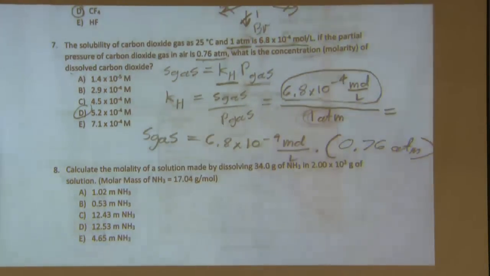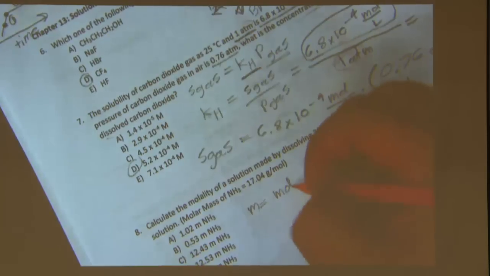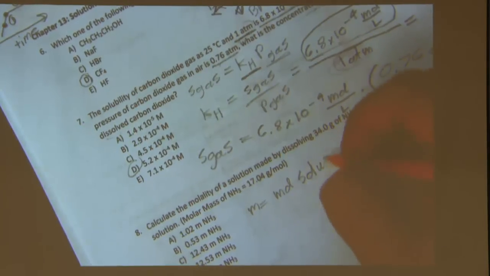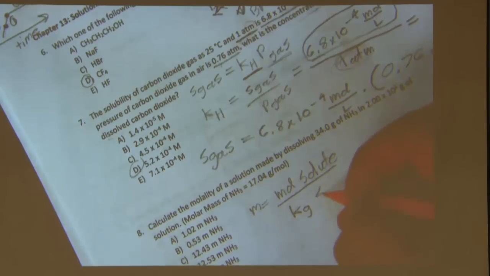For this question, calculate the molality of a solution made by dissolving a certain amount of NH3 in a certain amount of solution. So this question is talking about molality. So we need to remember for this that molality is equal to the moles of solute over the kilograms of solvent.